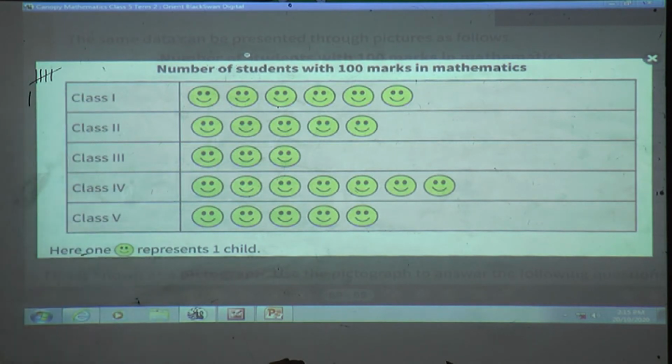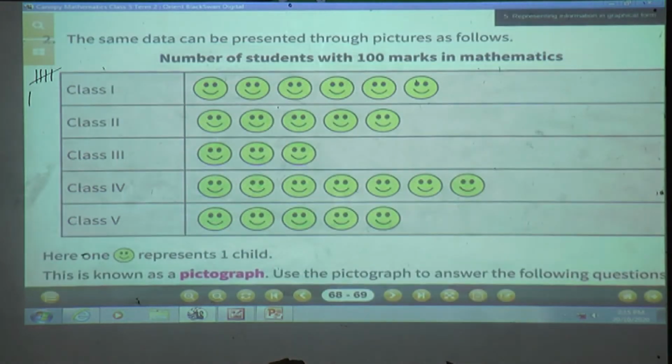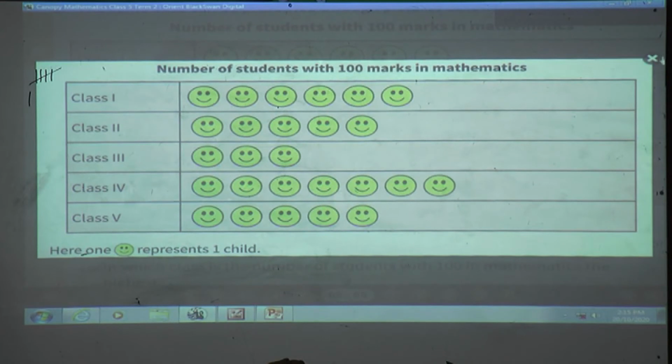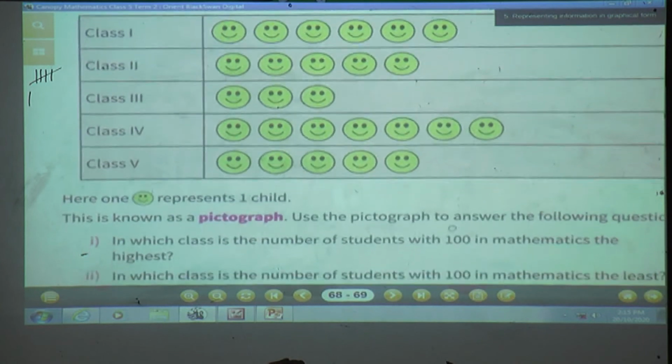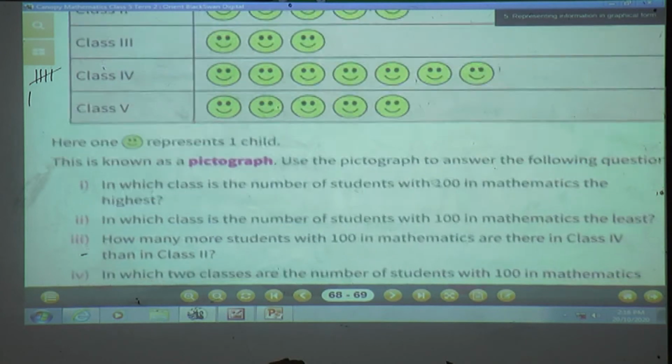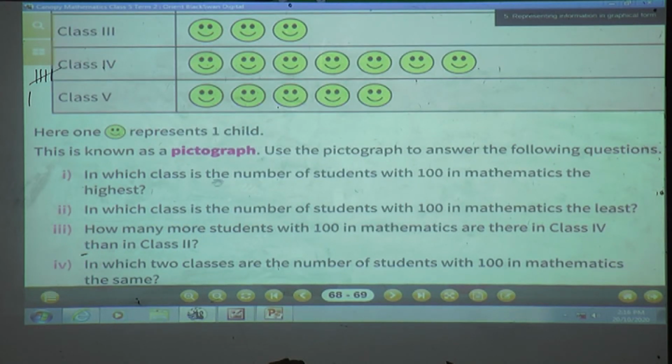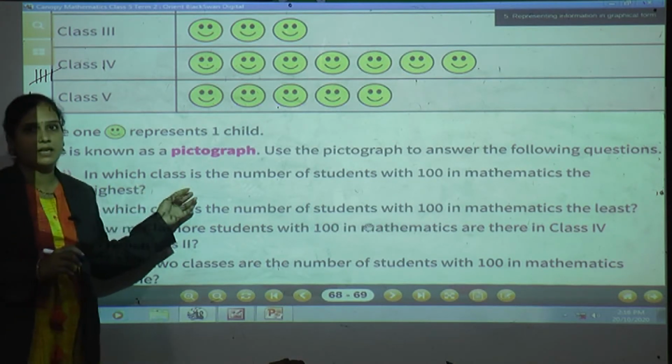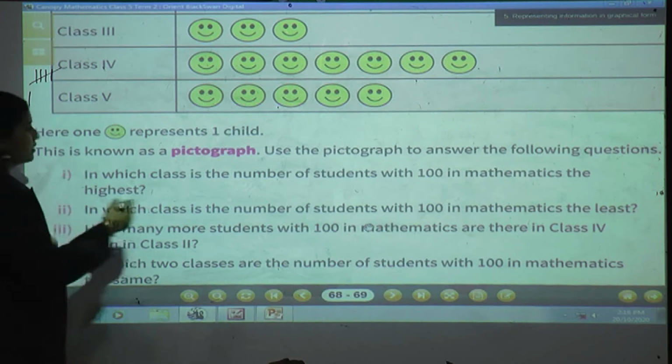Now, we'll see in detail what is meant by pictograph. Here one smiley represents one child. See, one smiley represents one child. This is known as a pictograph. Use the pictograph to answer the following questions. Now, see, in which class is the number of students with 100 in mathematics the highest? In which class did students get 100 marks? Yes, students, see the pictograph and give me the answer. Tell the answer. Yeah, very good. In class 4.